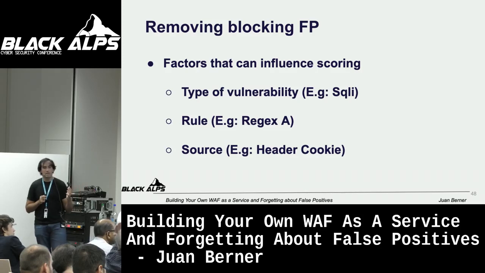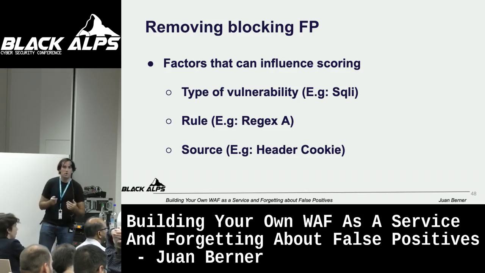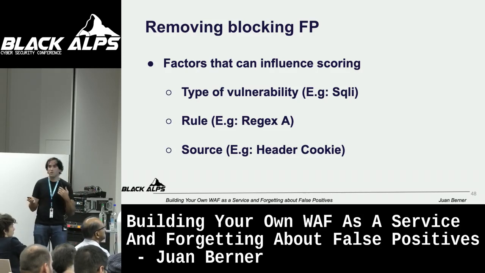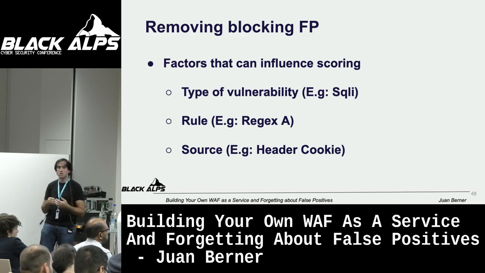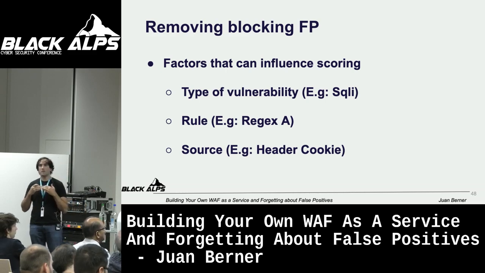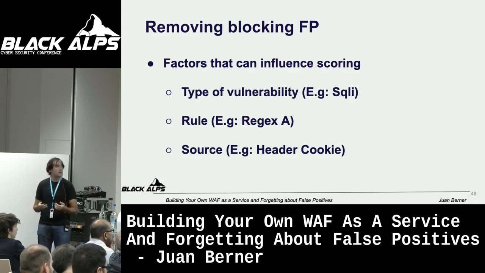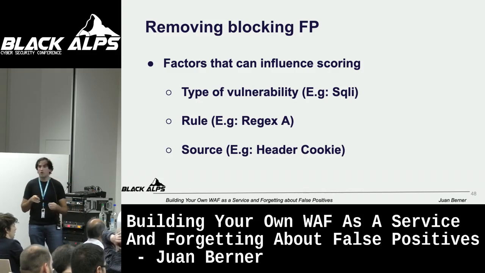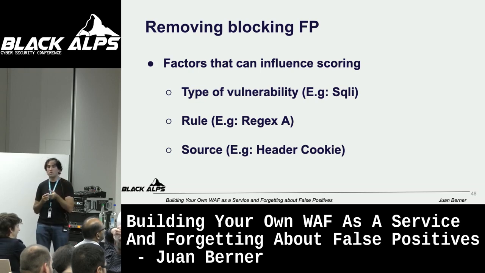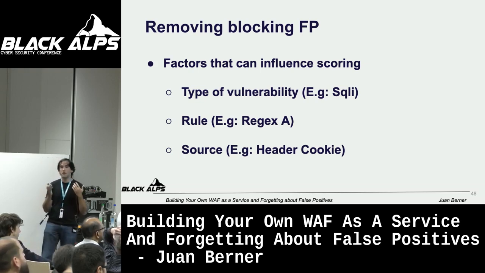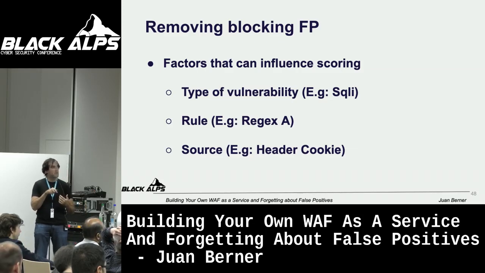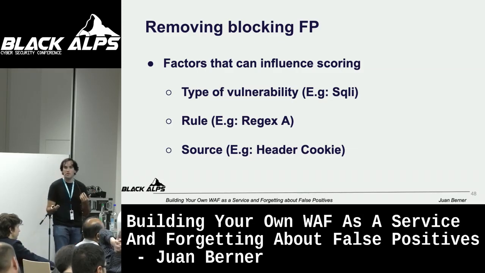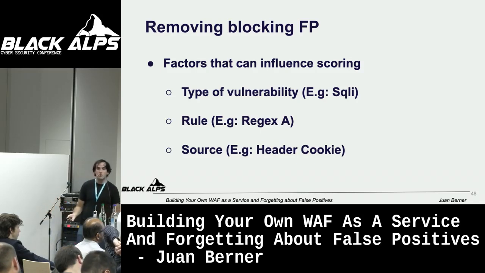And these are the factors that can influence the scoring. So you've got the type of vulnerability: different types of vulnerabilities like remote code execution, SQL injection, and XSS have different probabilities of creating a false positive. Then the rule, because one regex can work worse than a different regex. And of course the source, because it's not the same getting it on the payload as getting it on the cookie. The probability of the rule triggering a false positive for that type of vulnerability can change drastically based on that. And this is all information that you already have, because you're already collecting it as part of the out-of-band mode.